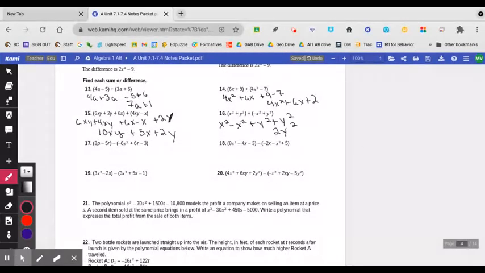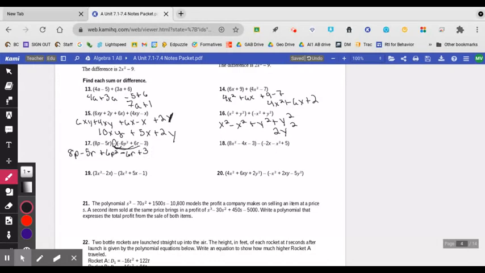17, here there's a minus sign. So I need to change the sign of everything after it. So I distribute the negative to these parentheses. So negative times negative 6p squared is plus 6p squared. Negative times 6r is minus 6r. And negative times negative 3 is plus 3.